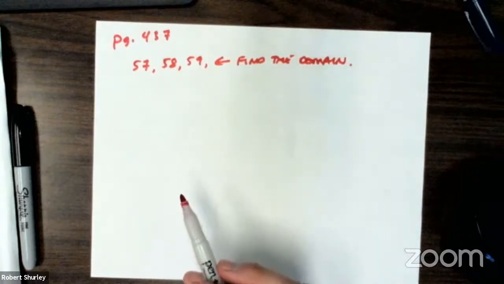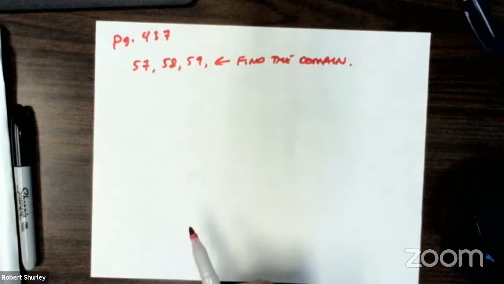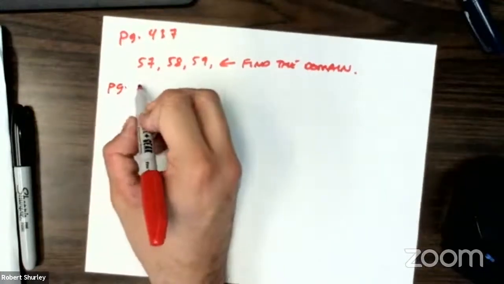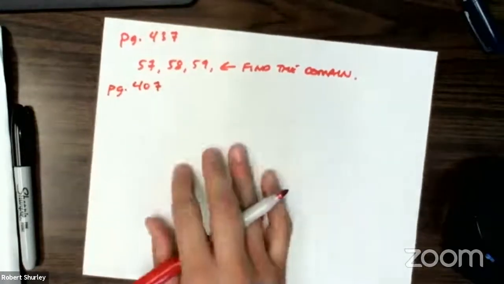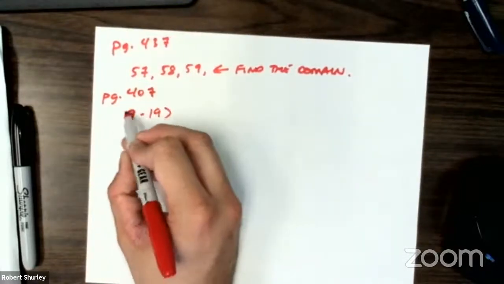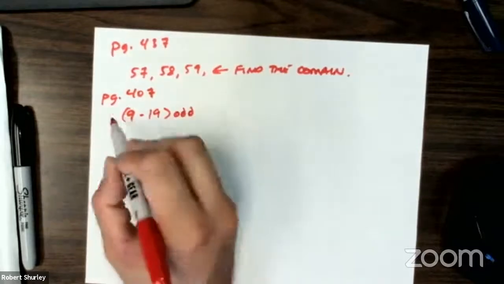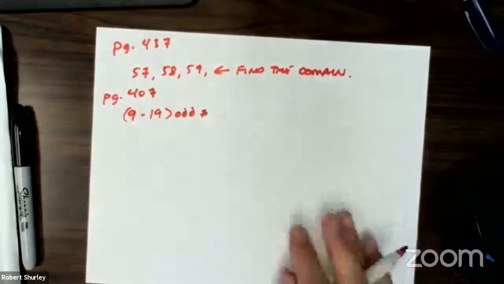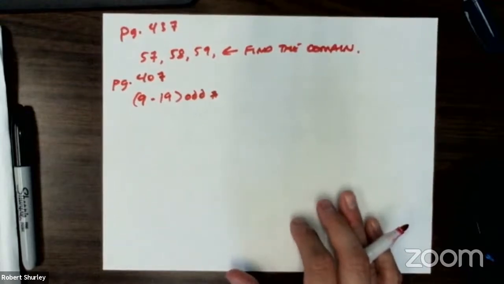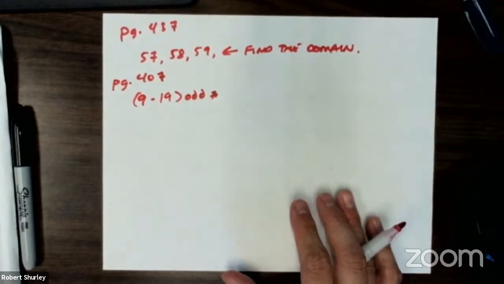Hold on, let's go back. I want to find some more in 3.5 that I think you should look at. So now, this is for 3.5. You go to page 407. Again, I would do 9 through 19 odd. Because those are the questions that students struggle with. They're not really math questions. It's just really understanding the concepts.